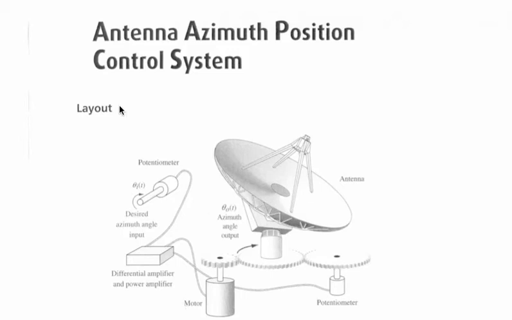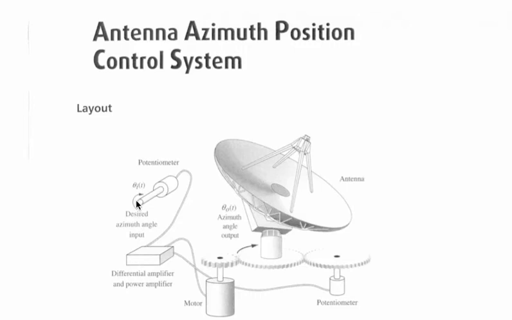This first diagram here is the antenna azimuth position control system. You can see we're trying to control the azimuth, which is the angle, I believe, that the antenna here makes with the horizontal. We use a setup with a large motor and a number of gears, and we measure the azimuth, this angle here, by means of a potentiometer, which gives us a voltage proportional to position.